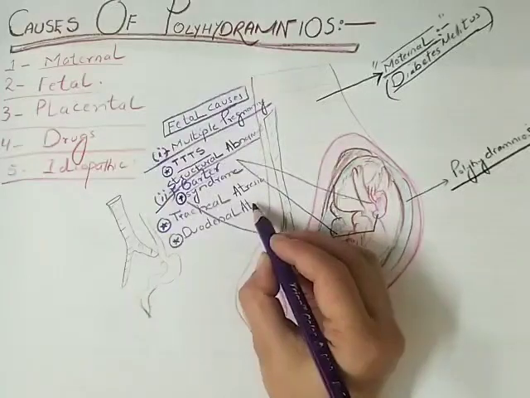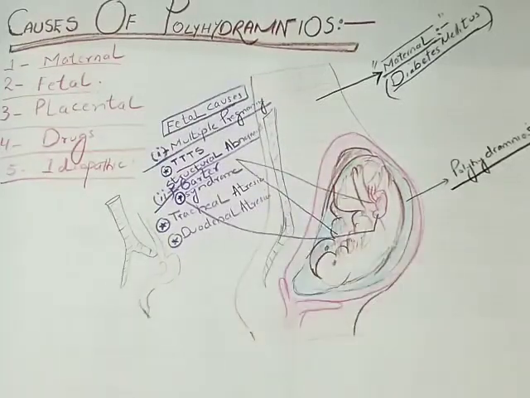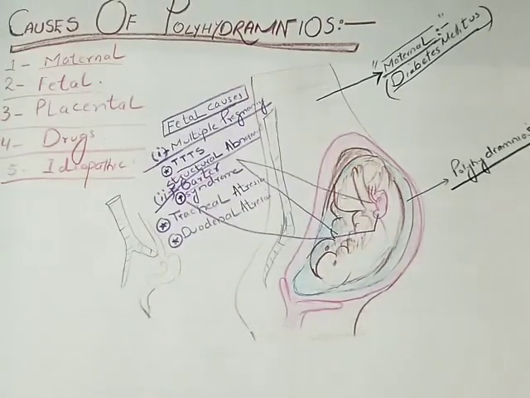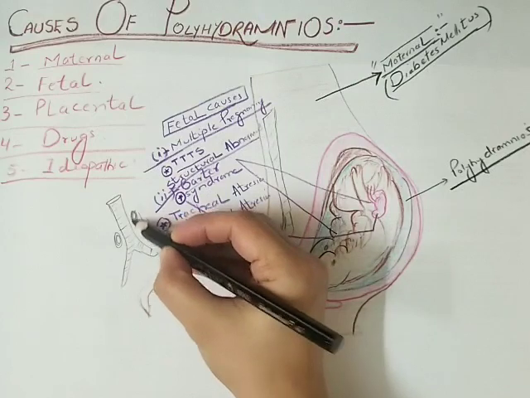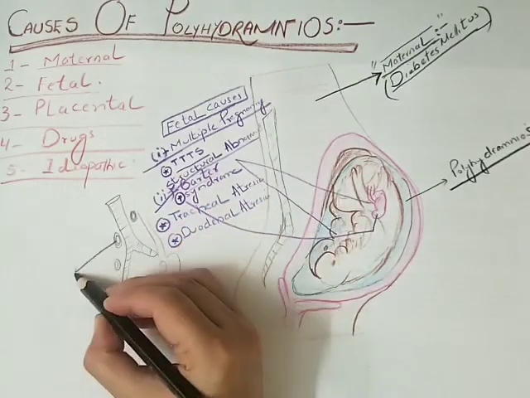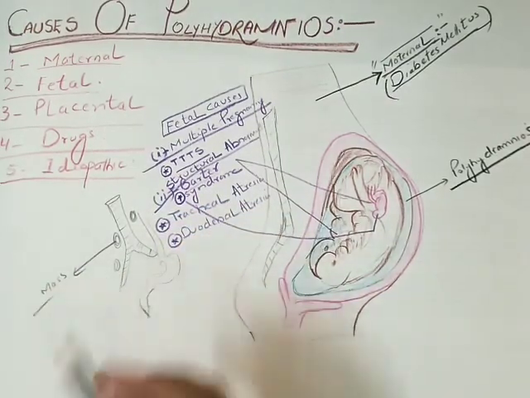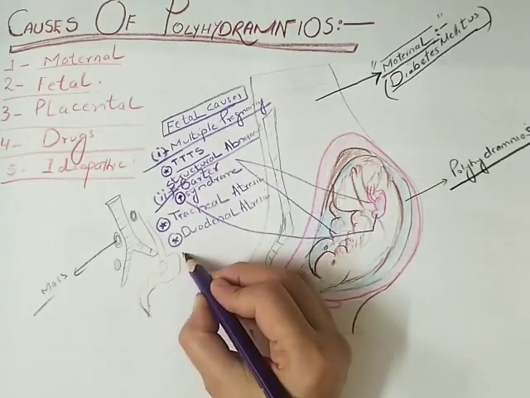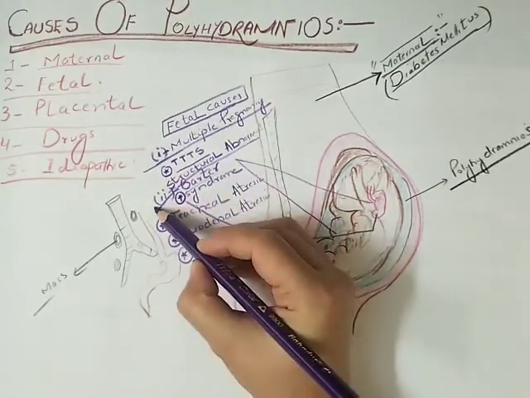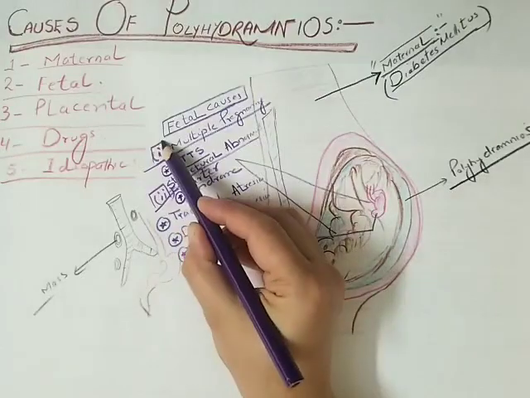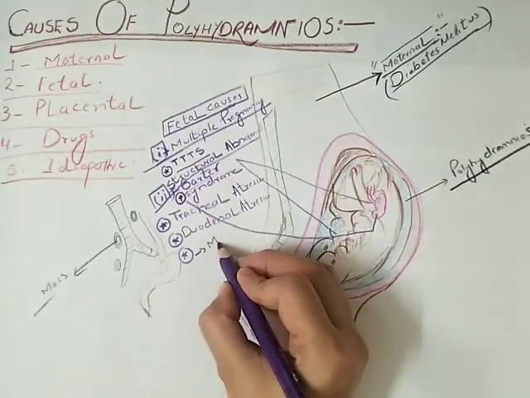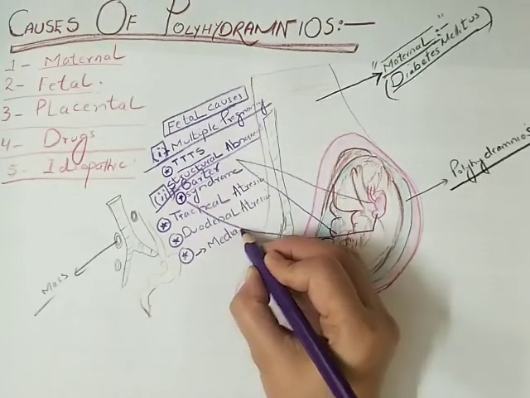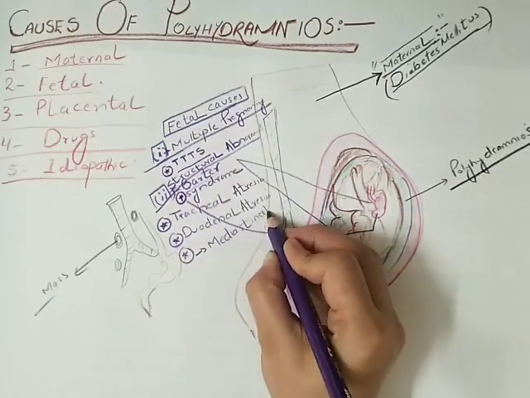There is failure of swallowing of liquor, and that results in increased liquor volume. Moreover, there can be a mass in the thorax or in the mediastinal region. Okay, so that mediastinal mass is another structural abnormality. First, multiple pregnancy. Secondly, structural abnormality like mediastinal mass.